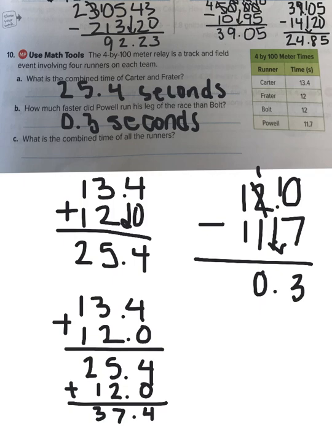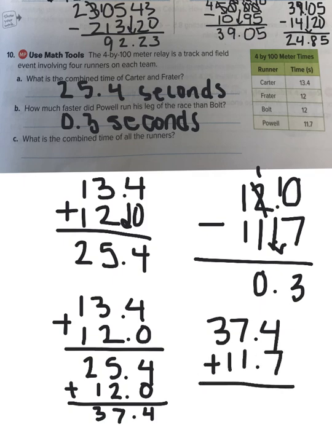And then we still have to add on Powell's time. So we have our 37.4, and then adding on our 11.7, lining up the decimal places. 4 plus 7 is going to give us 11. We need to carry that 1. 7 plus 1 gives us 9. And 3 plus 1 is 4. Bringing down our decimal place, we have a combined total of 49.1 seconds.